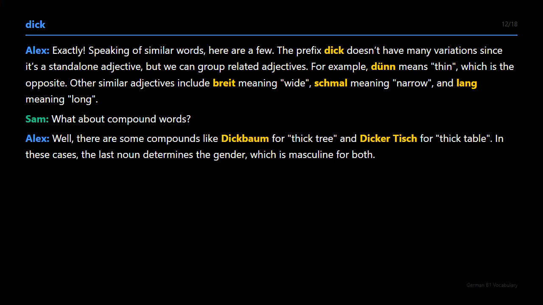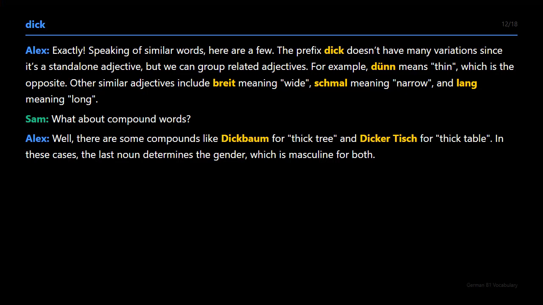What about compound words? Well, there are some compounds like "Dickbaum" for thick tree and "dicker Tisch" for thick table. In these cases, the last noun determines the gender, which is masculine for both.